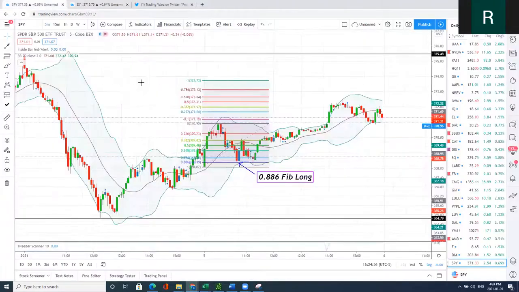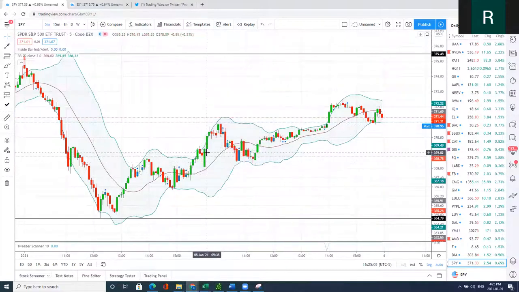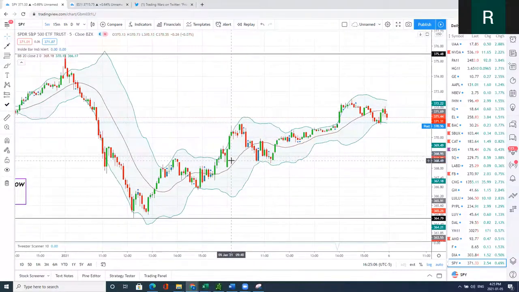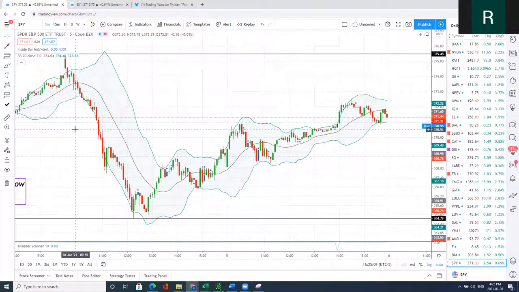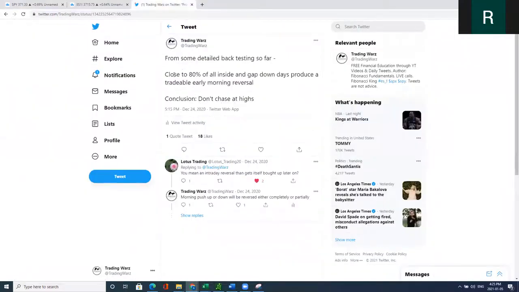Then I go over to SPY, and I ask myself, okay, on SPY, where are we opening? The first bar is right here, and we can clearly see that that bar is within the previous day's range. So this is what I call an inside day. And because it's an inside day, from my backtesting and my studying of the markets, I have an important statistic: close to 80% of all inside and gap down days produce a tradable early morning reversal. So conclusion, don't chase at highs.